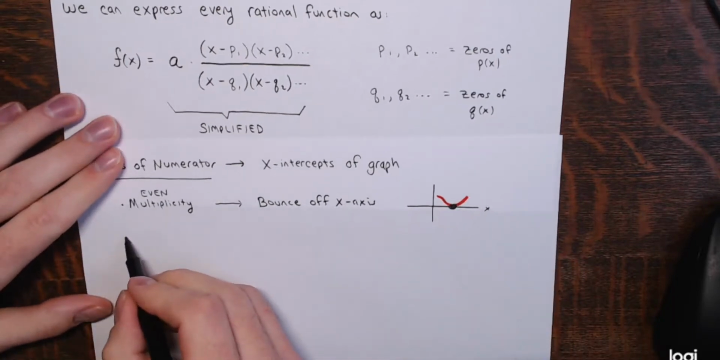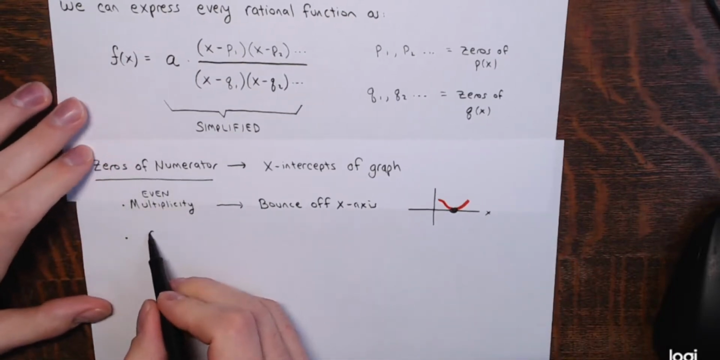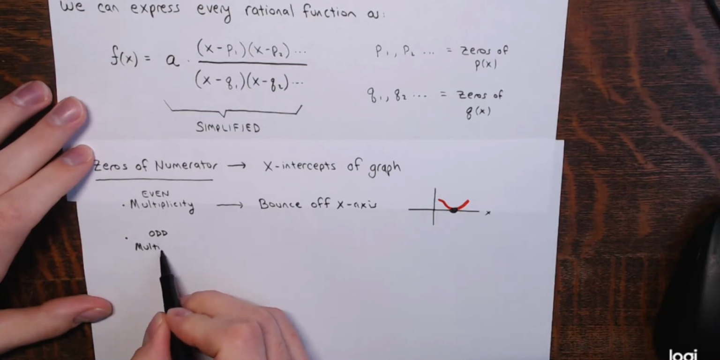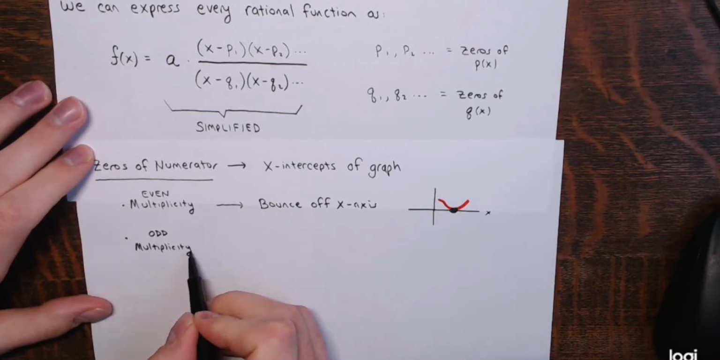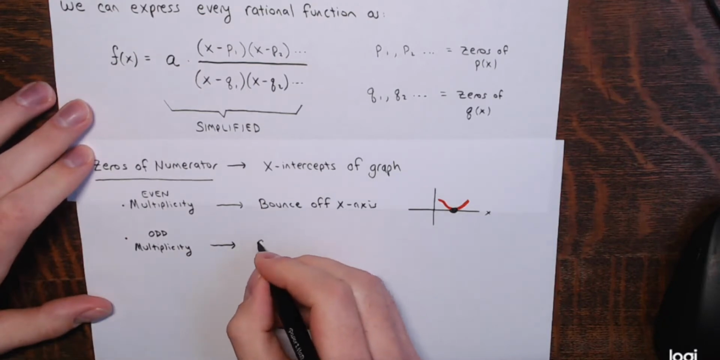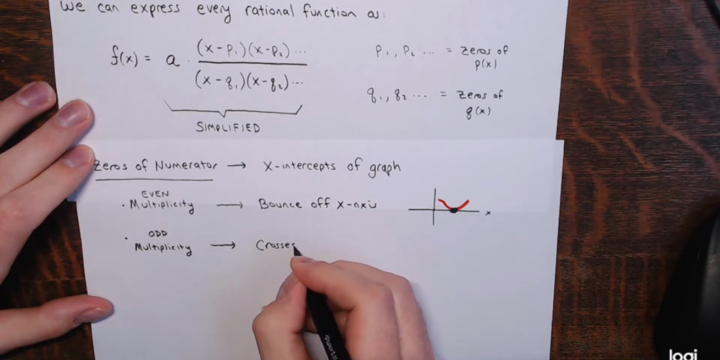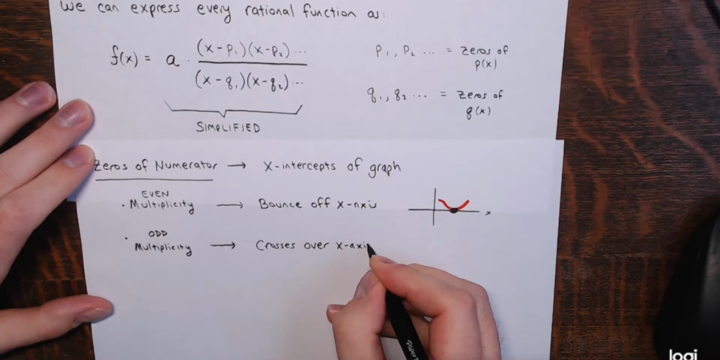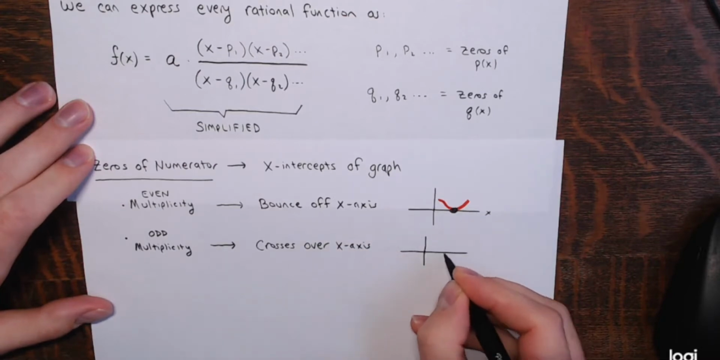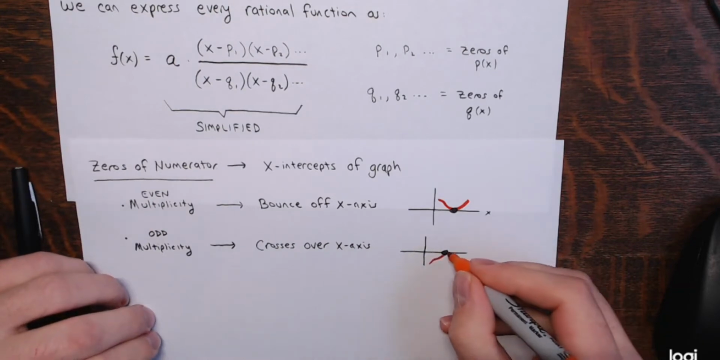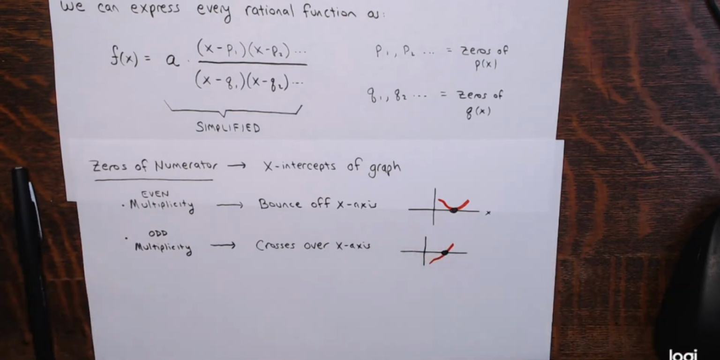But if it's a zero of the numerator with an odd multiplicity, remember, then the graph crosses over the x-axis at those x-intercepts. So I'm hoping this all sounds familiar. Right? You've seen this before. So the graph is going to come up, hit the x-intercept, and then cross over to the other side, right? Whether it be from above or below, like this, whatever.